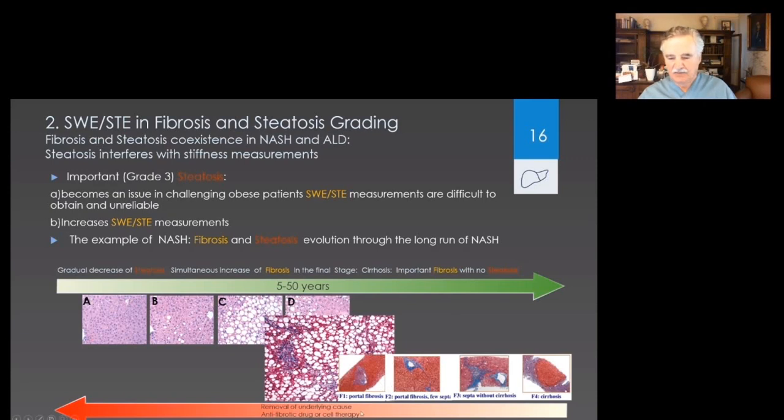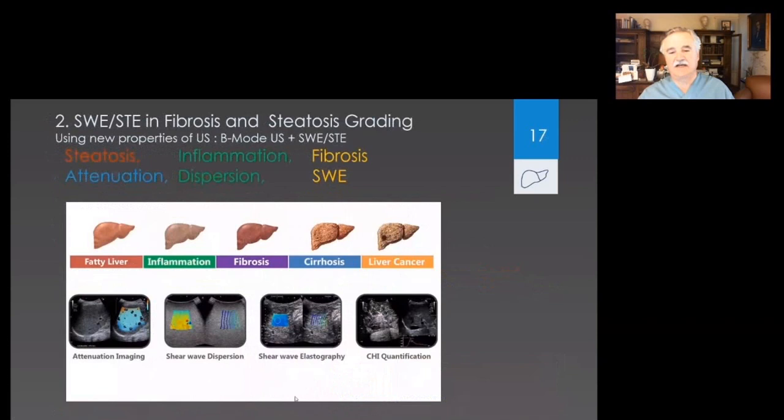We have the possibility to go not only in this direction, but also in the other direction, because we know now we have drugs in order to treat fibrosis and steatosis, and of course having as first job to remove the underlying cause.